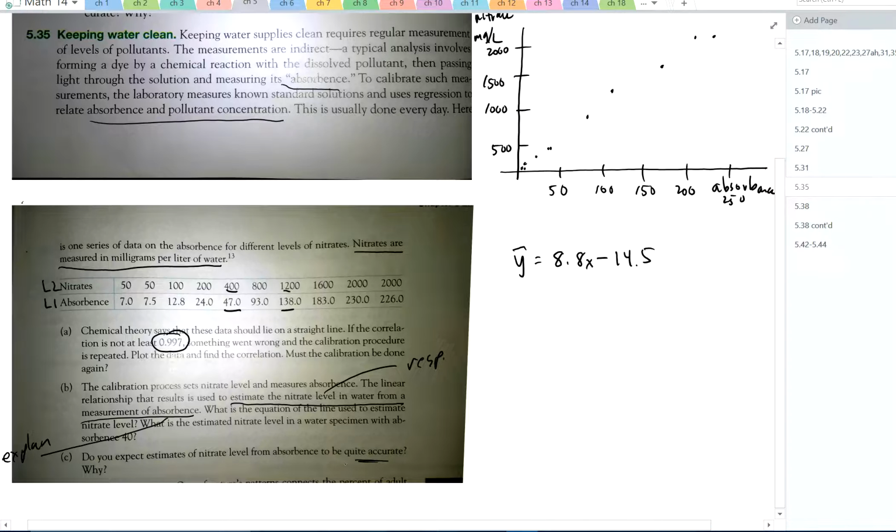Do I expect it to be accurate or not? I would expect it to be very accurate, since R is 0.999. My data is very close to a straight line. Absolutely. There we go.